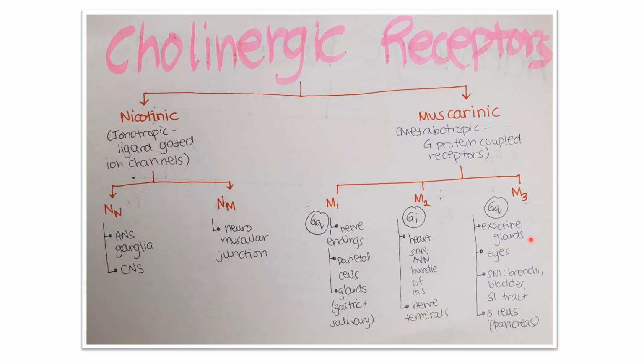So yeah, the ciliary muscles and the constrictor pupillae. And then they're also found in the smooth muscles of the bronchi, the bladder, and the GI tract. They're also found in the beta cells of the pancreas, and they're actually involved in the release of insulin.